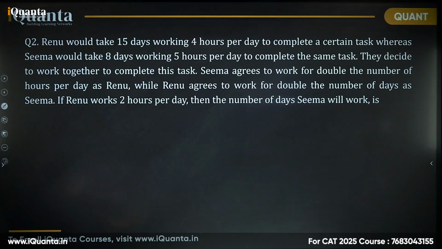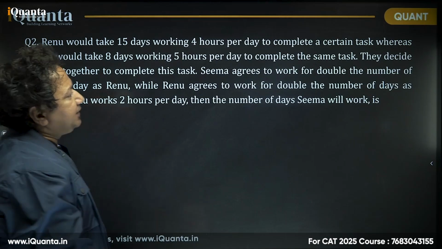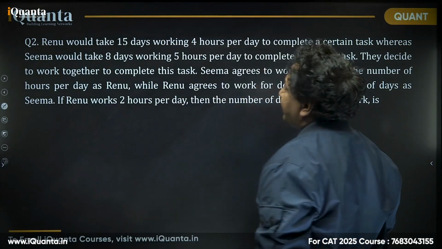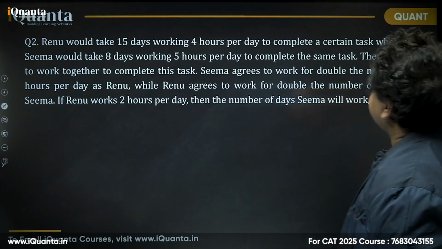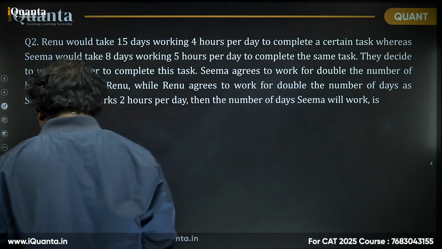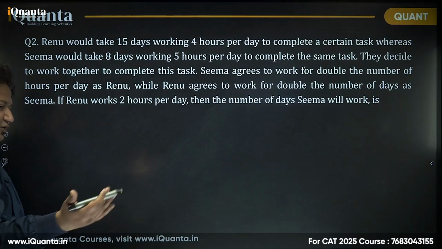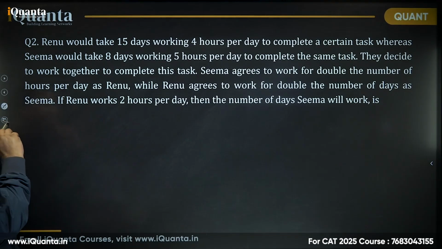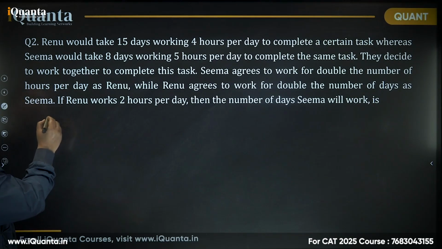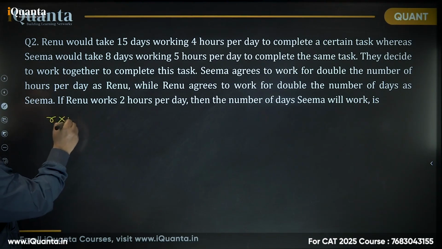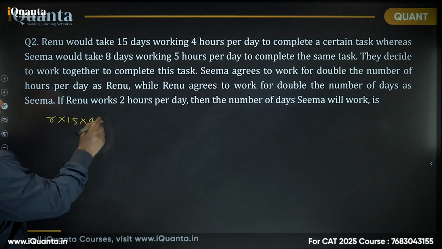Renu would take 15 days working 4 hours per day to complete a certain task, whereas Seema would take 8 days working 5 hours per day to complete the same task. So if Renu does, let's say, R units of work per hour, then Renu would have done R multiplied by 15 multiplied by 4 units of work overall.